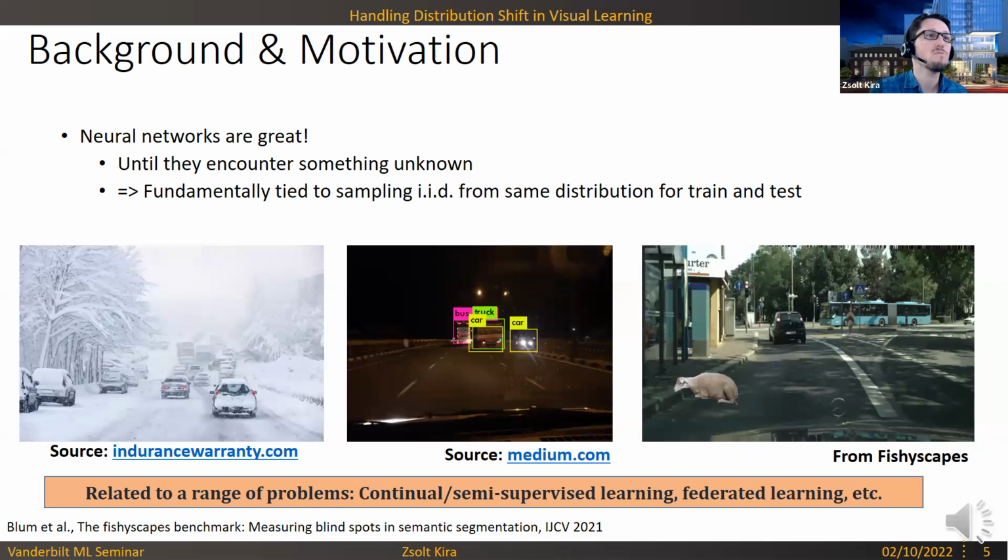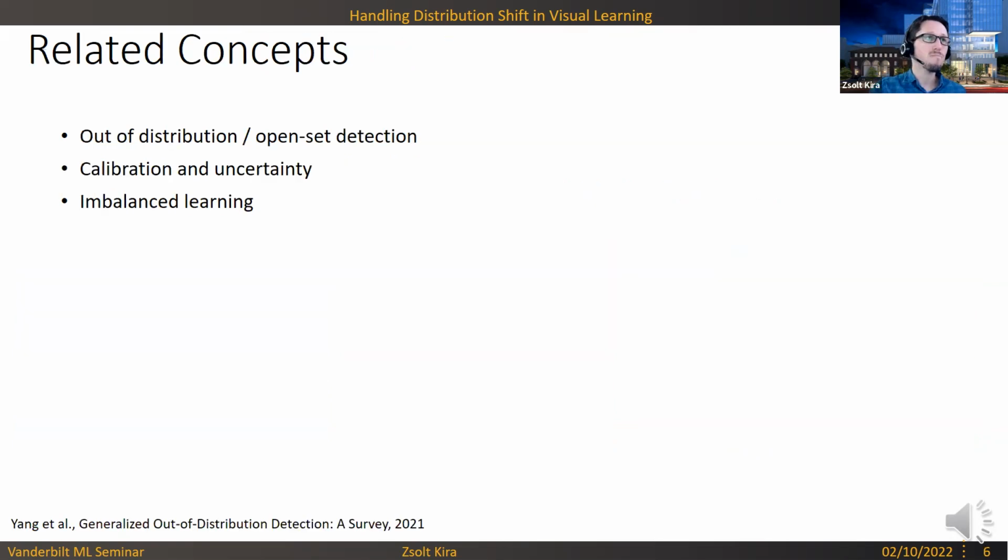And one thing I'd like to argue is that a lot of these types of problems are all related to distribution shift, and that also ties together all sorts of different problems in machine learning, including continual and semi-supervised learning, federated learning, and so on. So there are a lot of related concepts. And what's interesting is that these have been studied pretty separately across the communities.